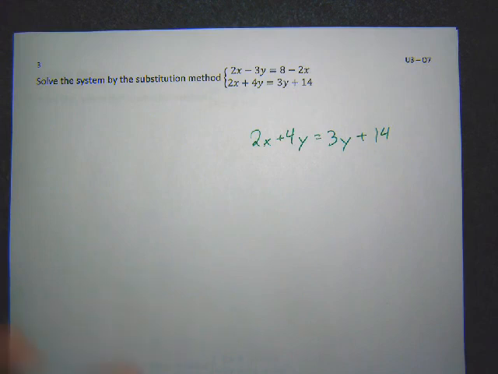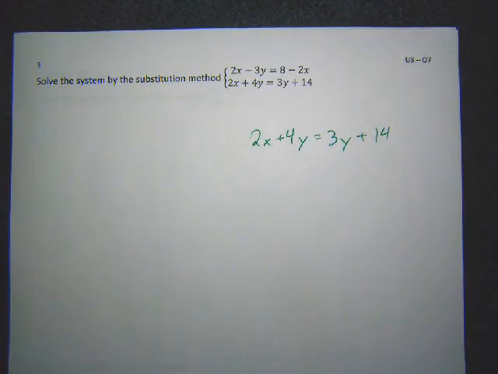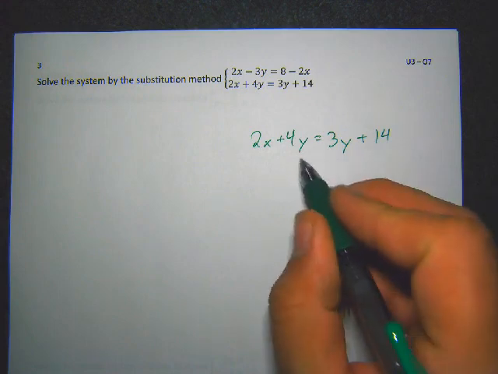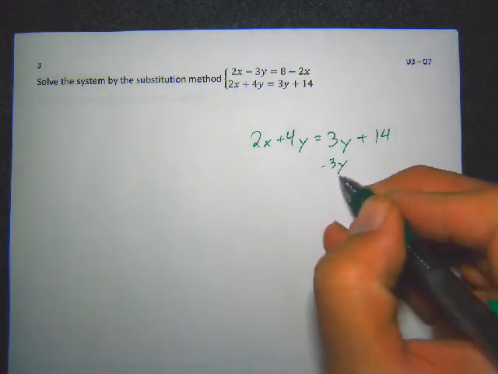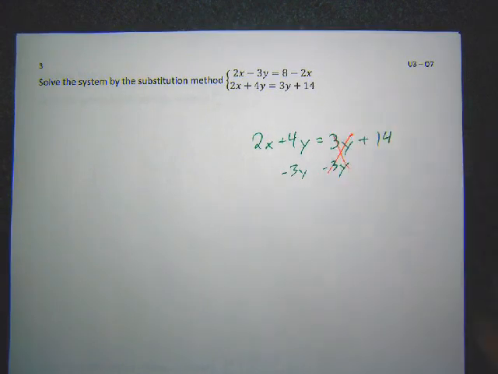But no matter what, if you just solve one of the equations for one of the letters and then plug it in the other equation, you should eventually be able to get the problem solved. Okay, so I'm going to try and solve for one of these letters. I'm going to get y by itself, so I'm going to subtract the 3y across. That way I get all the y's on the same side. So get rid of this thing.